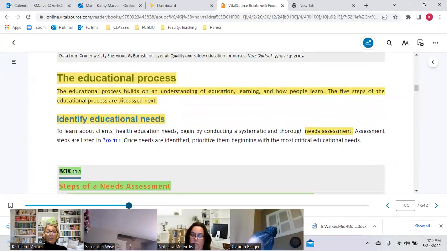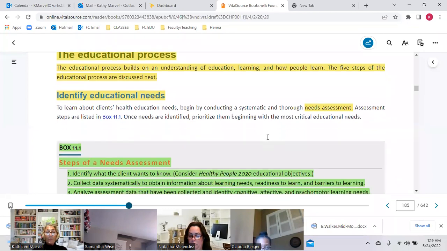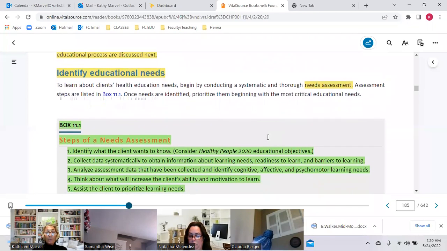Okay, so what does the educational process look like? Think of ADPI here. The educational process builds on an understanding of education, learning, and how people learn. Okay, and there's 5 steps. We're going to go through those 5. First is a needs assessment.